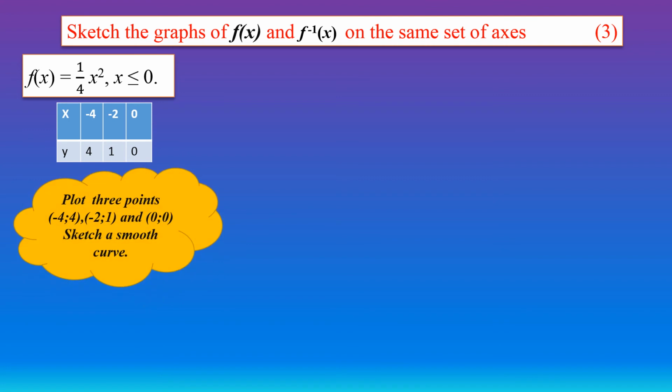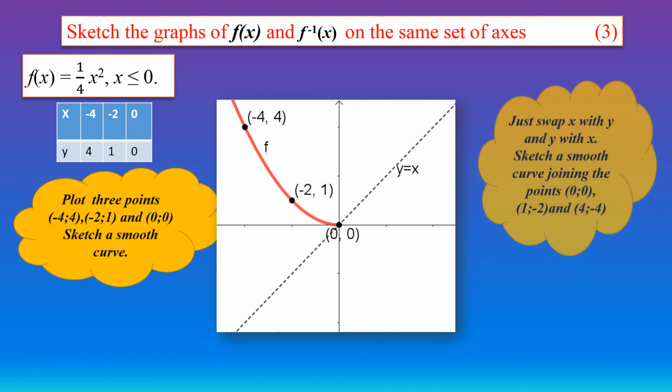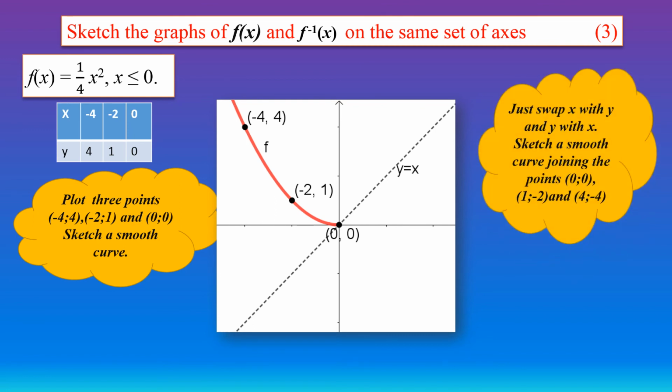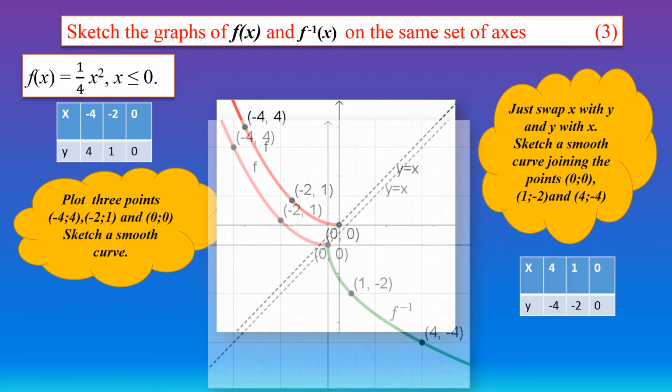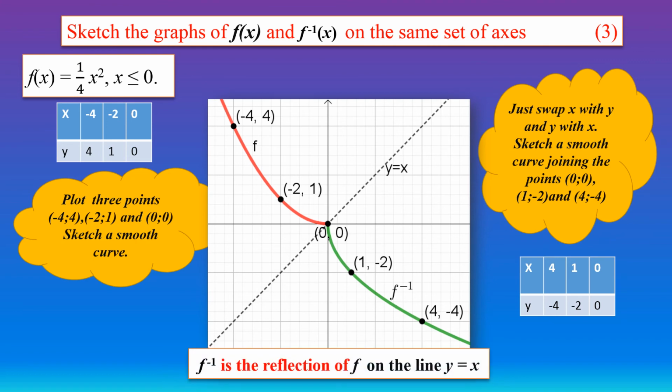Now what we do, we plot these 3 points and sketch the graph. So it's not the complete parabola, it is only the negative side. Now our question is to also sketch f inverse x. We already know that we swap x coordinate with y. We swap x and y and then draw a smooth curve and we get a beautiful graph of f inverse. So that's how we scored 3 marks in this question. Sketch the graph of f and f inverse.